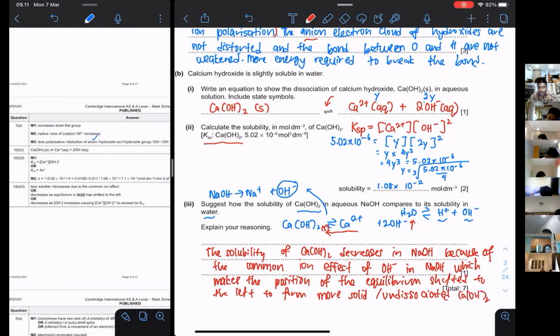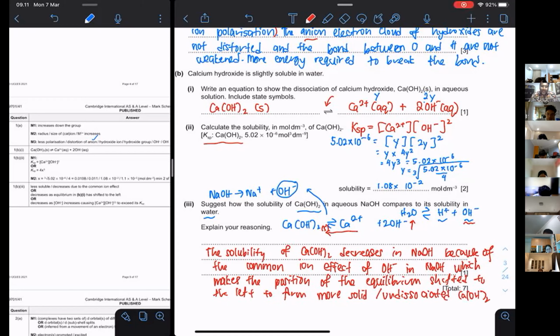Okay, that is going to be my explanation. Now, some of you might be asking, okay, how about in water? Water contains OH minus also, yeah? Okay, this one we are comparing between water and sodium hydroxide, okay? But the amount of hydroxide ions that is existing in water is going to be too little, yeah?